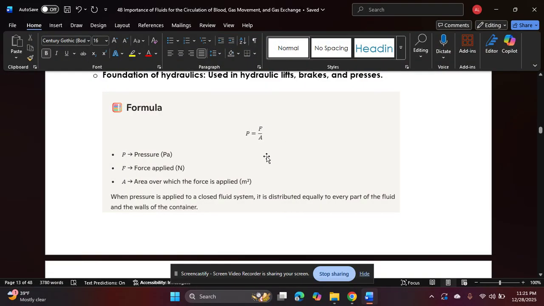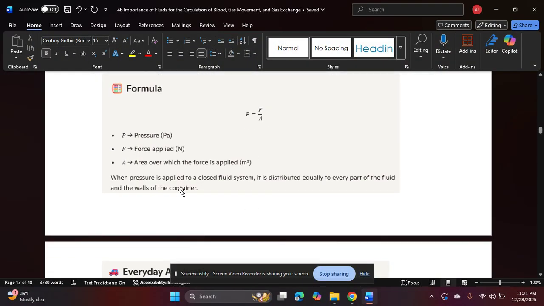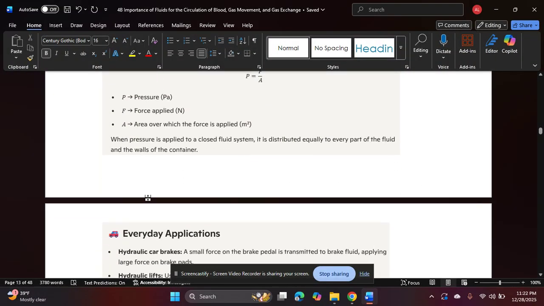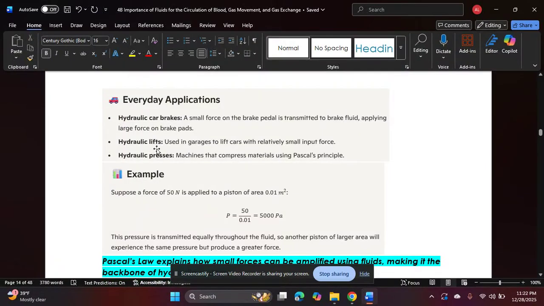F is the force applied divided by the area over which the force is applied, right? When pressure is applied to a closed fluid system, it is distributed equally to every part of the fluid and the walls of the container, right? So where do we use it?